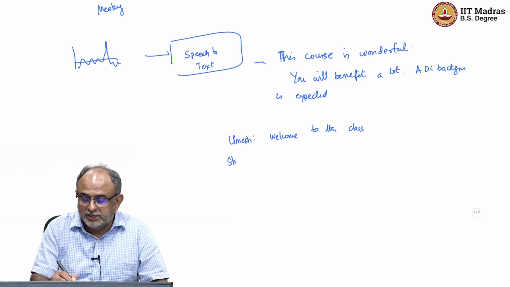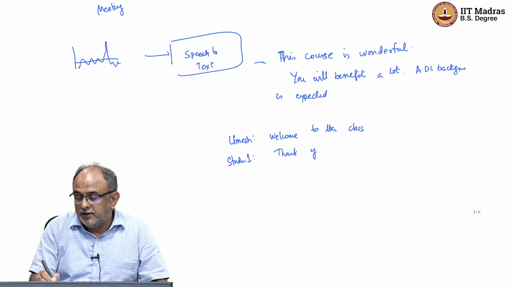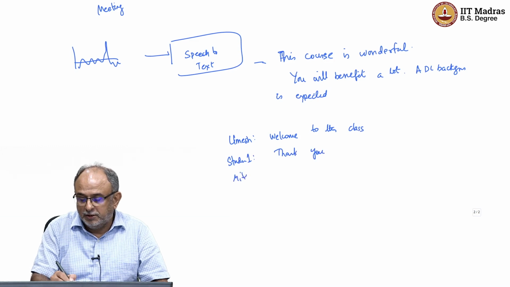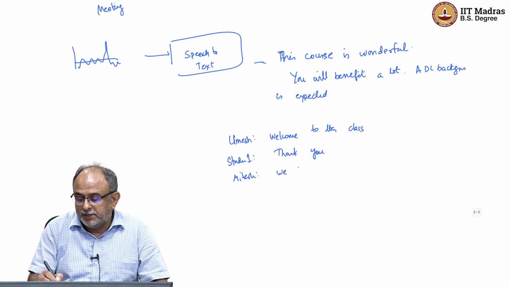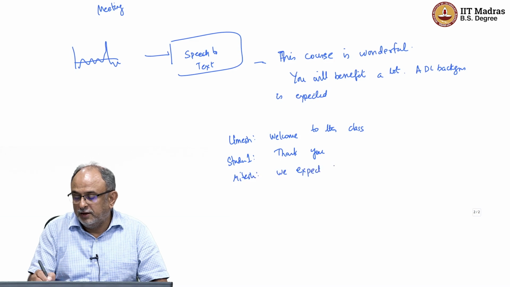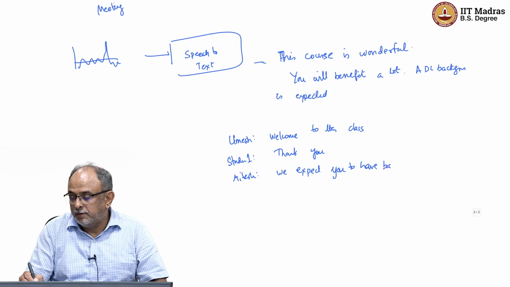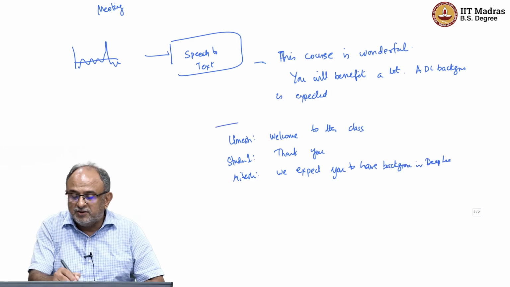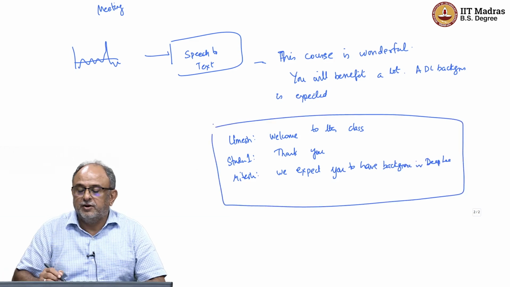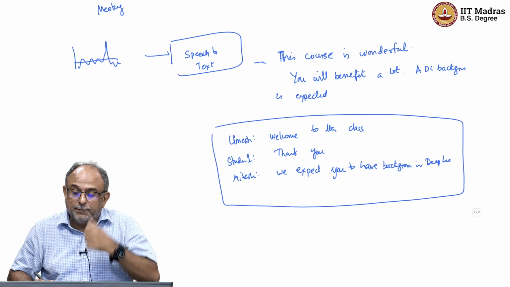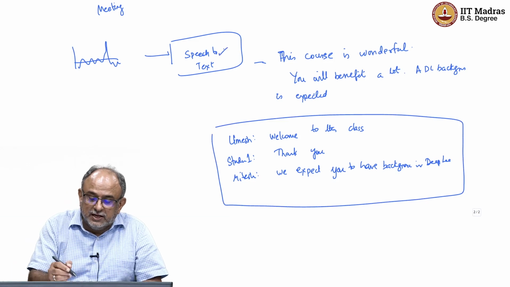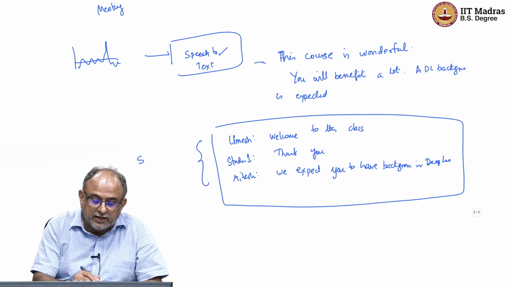On the other hand, if I said, Umesh said, welcome to this class, then student 1 said, thank you, then Mitesh said, we expect you to know deep learning, etc. So this is very readable. There are two parts that are happening here. One is speech to text, and the other is called speaker diarization.